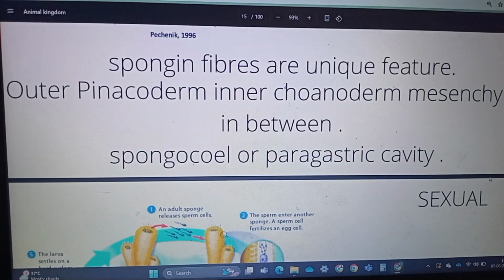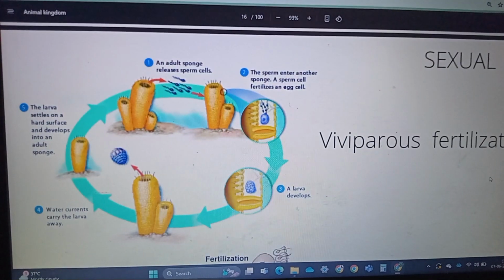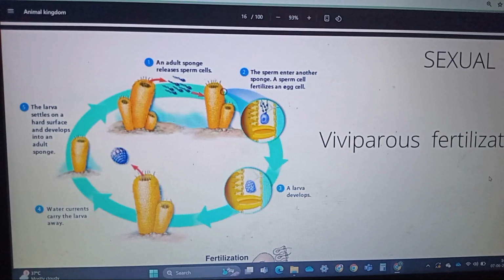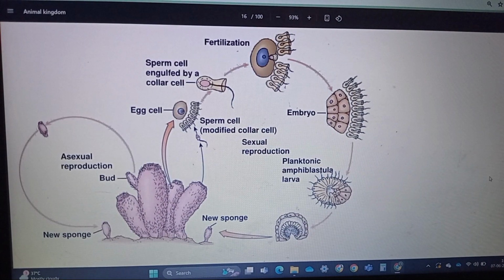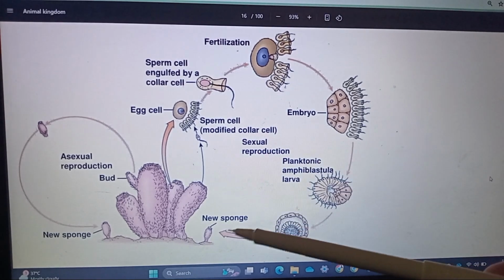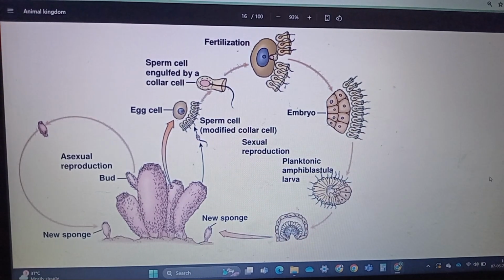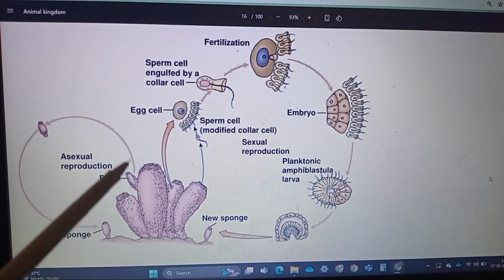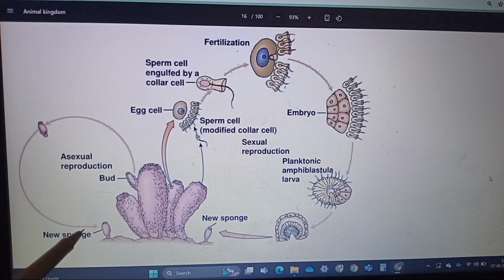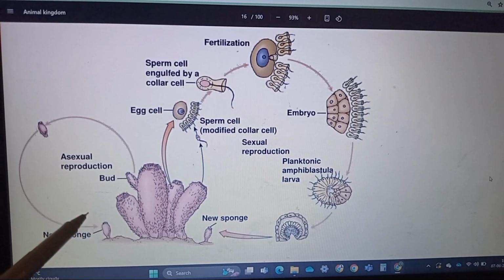Coming to reproduction, here it is being shown how the sexual reproduction takes place. The sponges can reproduce asexually by making the bud. These buds will separate out to make a new sponge. Second is fragmentation. Fragmentation and budding are the methods of asexual reproduction.